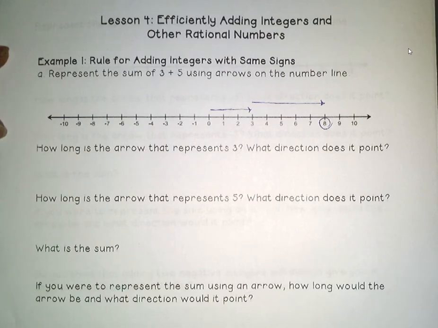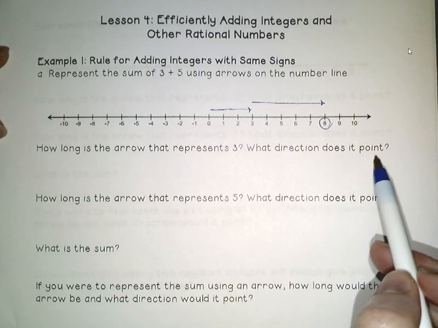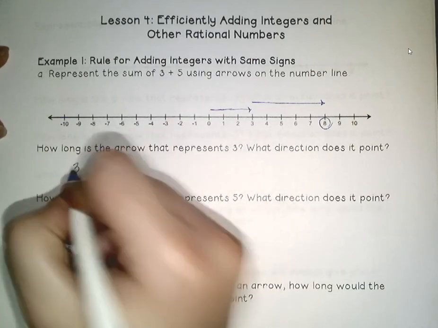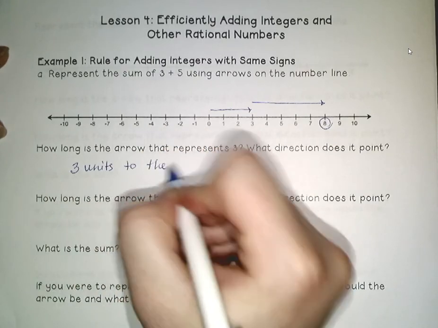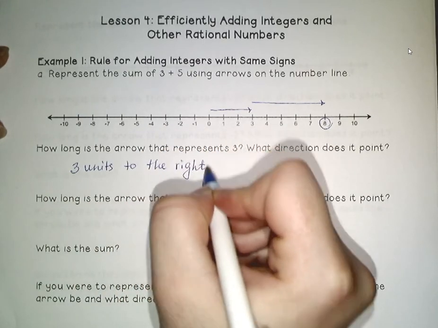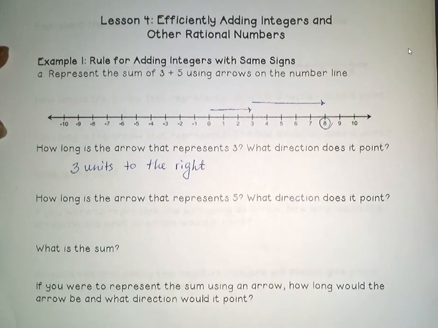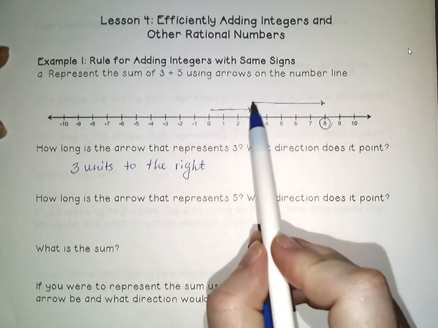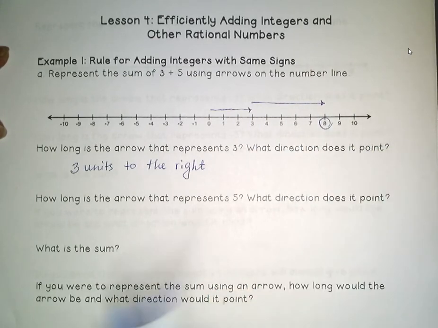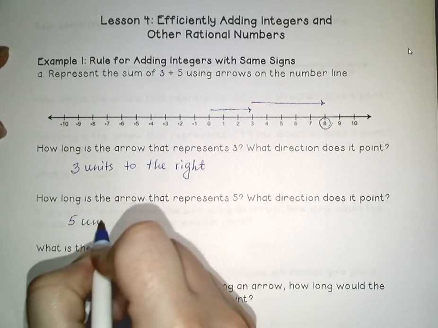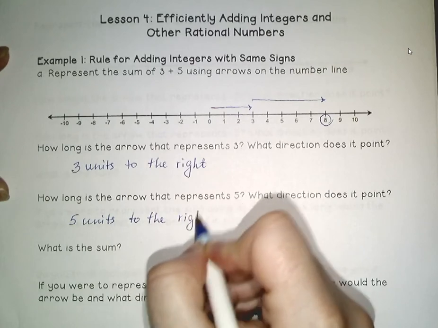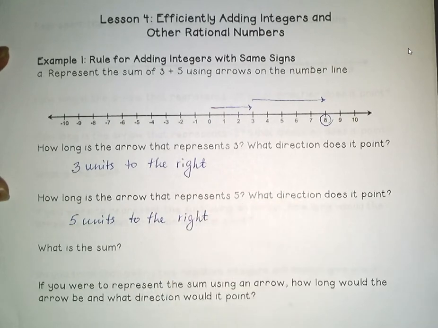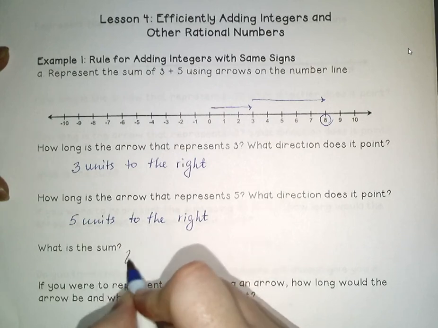How long is the arrow that represents 3? The arrow that represents 3 is 3 units long, and it's pointing to the right. So we'll write 3 units to the right. How long is the arrow that represents 5? What direction does it point? The arrow that represents 5 is 5 units and is pointing to the right. 5 units to the right. What is the sum? The sum of 3 and 5 is 8.